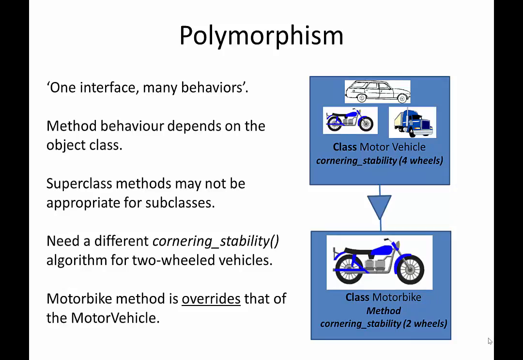Polymorphism. So we've got objects, we've got classes, we've got object hierarchies. Polymorphism is the concept, as it says there, one interface, many behaviors. Okay. So remember, we inherit down in a hierarchical relationship, yep? The subclasses inherit from their superclasses.